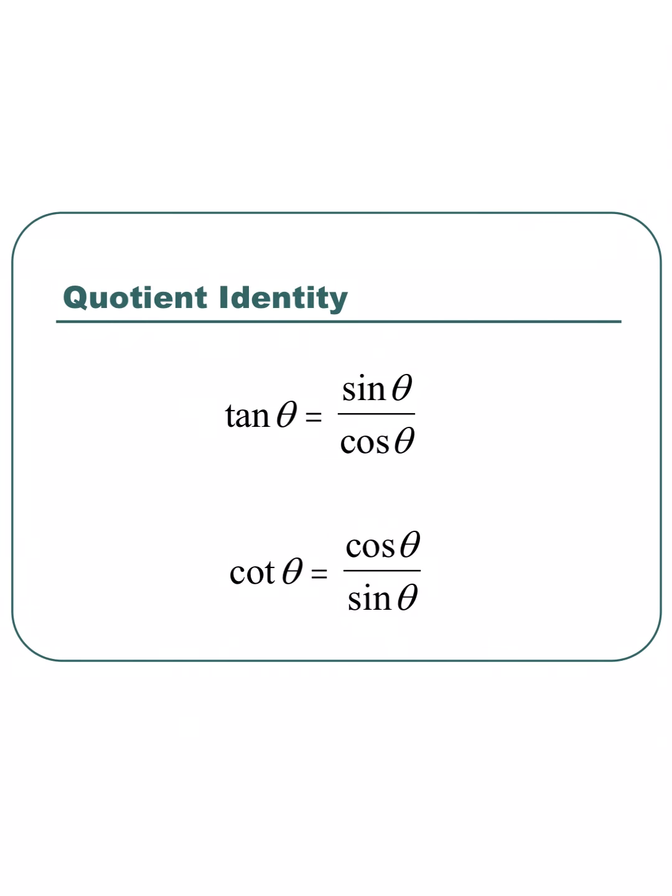For our quotient identities, we have talked about this a little bit, but now we can state it. We know the tangent is always y over x or sine over cosine. And since these two are reciprocal functions, the cotangent is going to be the cosine over the sine, which is again the reciprocal of your tangent function.